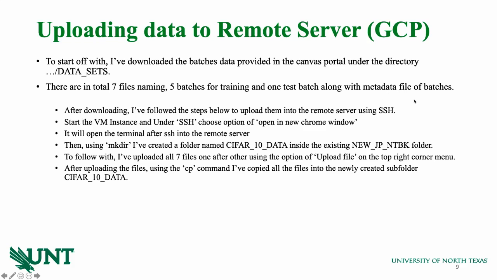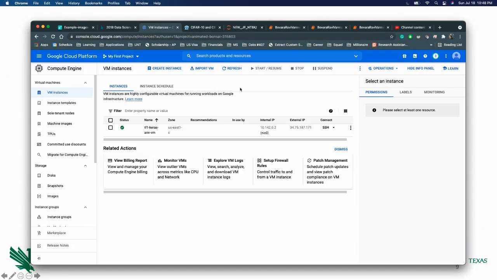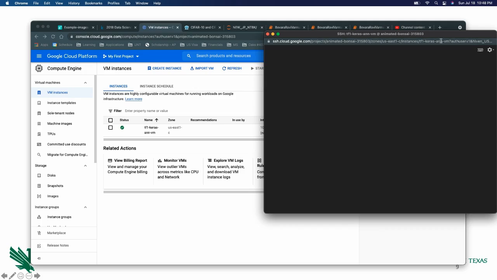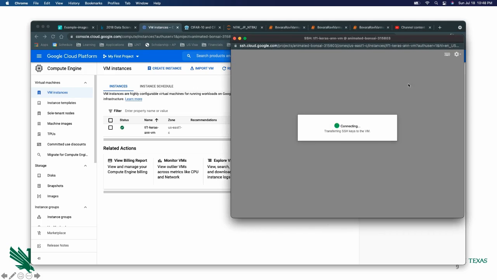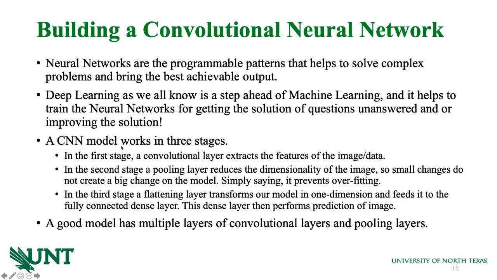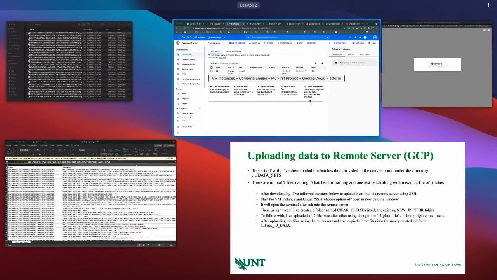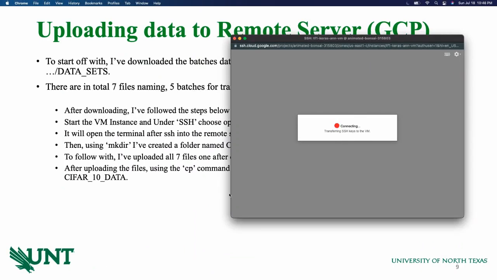Now what we need to do is upload them into the VM server. This is the VM instance which we have running for the GCP. Here you can start an SSH session which will lead to a terminal of that particular location. Then you can use mkdir for creating a folder named CIFAR-10 data inside the existing data. So let us check this. It is almost transferring that.